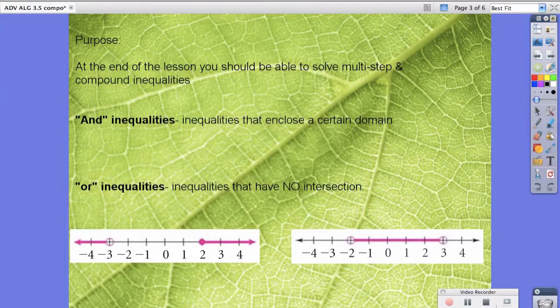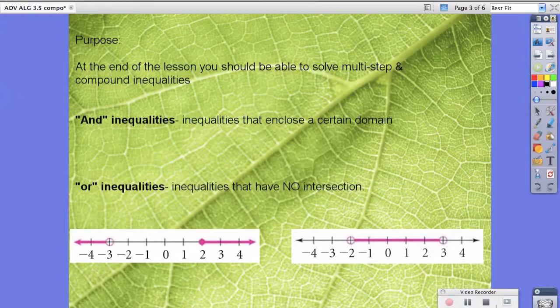Now the difference between the two is simple but commonly mistaken. AND inequalities are inequalities that enclose a certain domain. You might want to look at it as two rays or two points, two graphs that are going towards each other until they hit. OR inequalities are inequalities that have no intersection. Typically that means those two graphs are going to go away from each other.